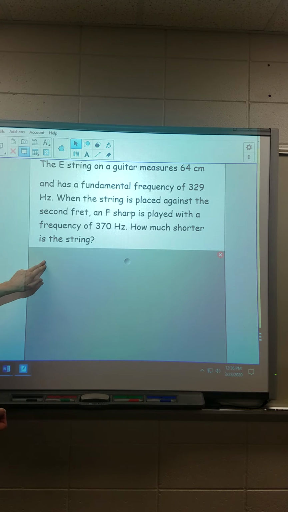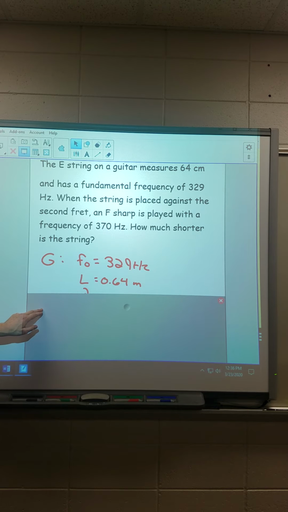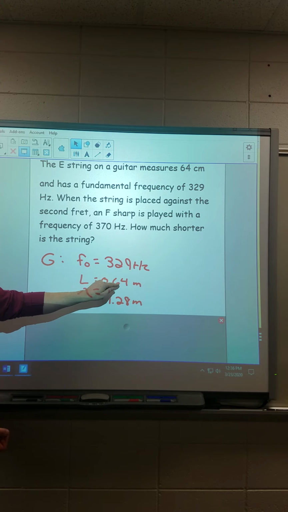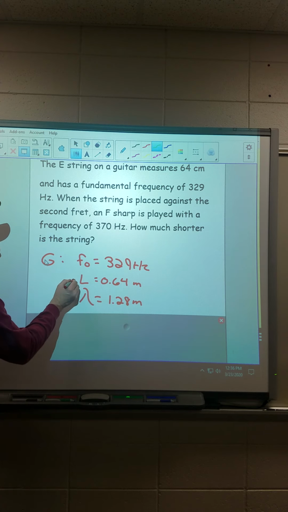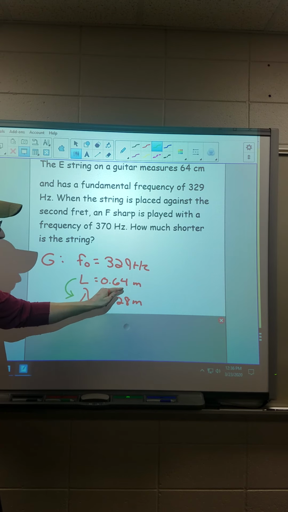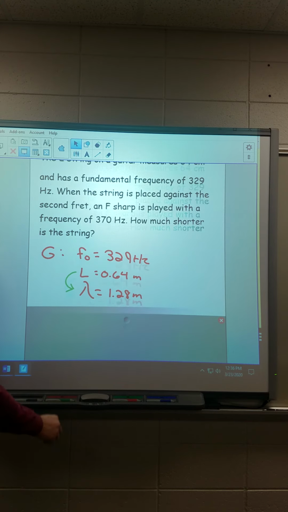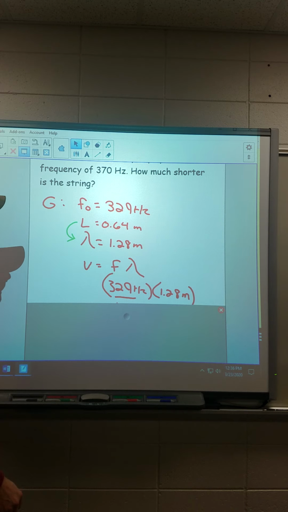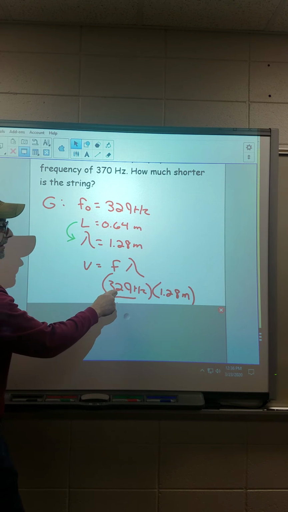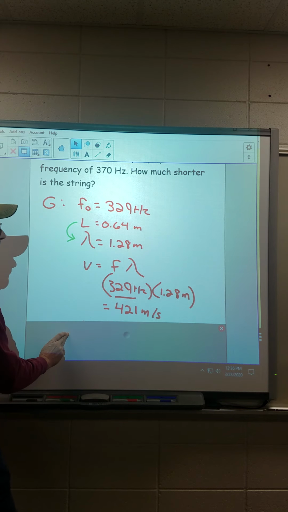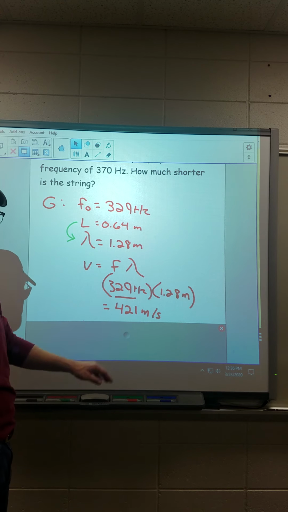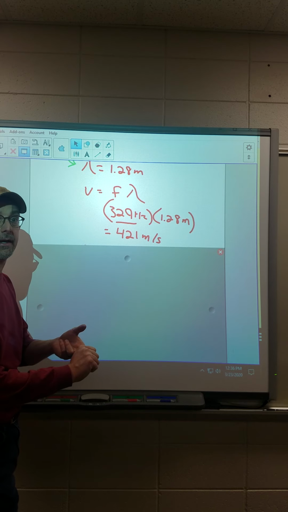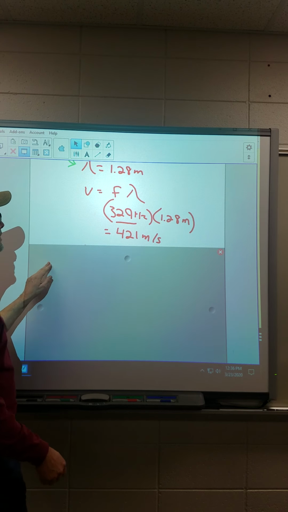Well, the first thing you're going to have to do is take what the problem is giving you. If that is my fundamental frequency and the length of that string is 0.64 meters, this is where it's tricky. That means that my fundamental wavelength is actually twice this length. That's 1.28 meters. My unknown, my velocity of that wave, I've got to figure that out first. 329 hertz times 1.28 meters. That means that that wave is traveling along that guitar string at 421 meters per second. Remember, that's based in part on the weight of that guitar string and how tightly it's stretched.